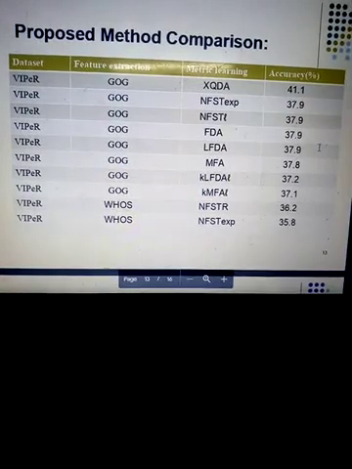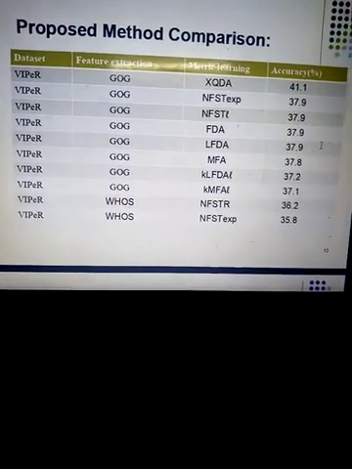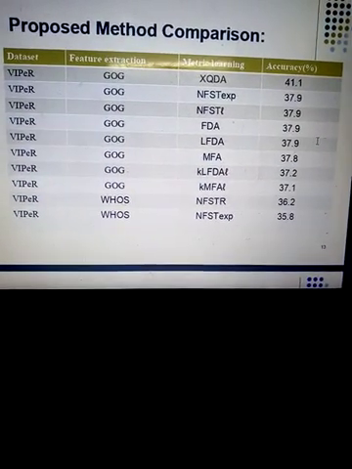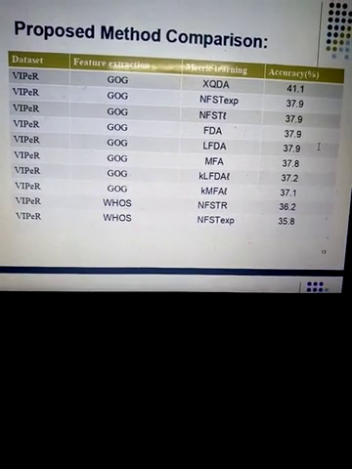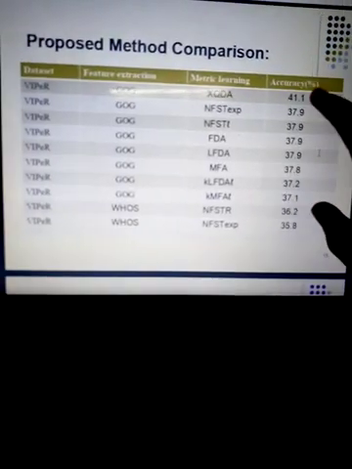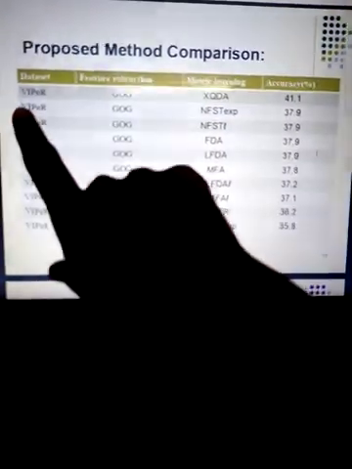Proposed method: here we have the dataset VIPeR. VIPeR contains 632 people from two different views, and each person has only one image per camera. We use the descriptor GOG, Gaussian of Gaussian, and apply the metric learning techniques, and we have different accuracies. The highest accuracy is 41.1 for the cross-view quadratic discriminant analysis on the dataset VIPeR.